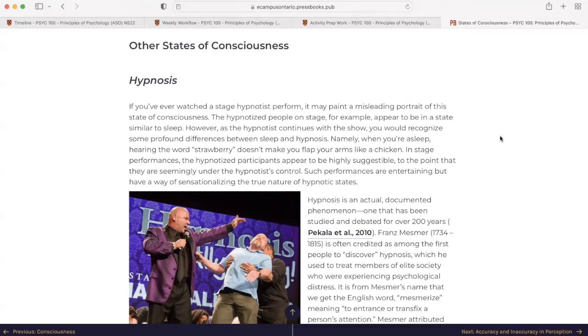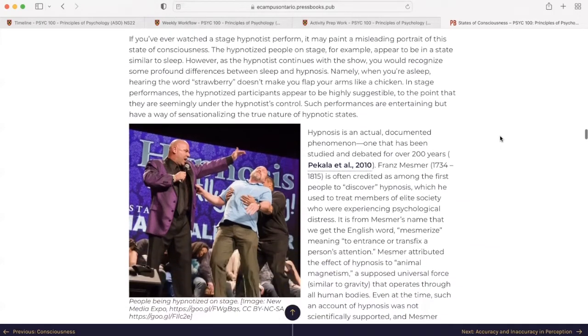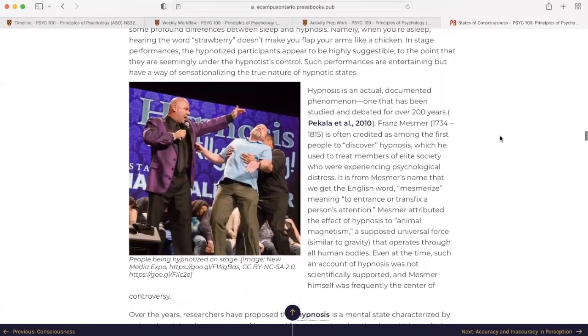Namely, when you're asleep, hearing the word strawberry doesn't make you flap your arms like a chicken. In stage performances, the hypnotized participants appear to be highly suggestible to the point that they are seemingly under the hypnotist's control. Such performances are entertaining, but have a way of sensationalizing the true nature of hypnotic states. Hypnosis is an actual documented phenomenon, one that has been studied and debated for over 200 years.